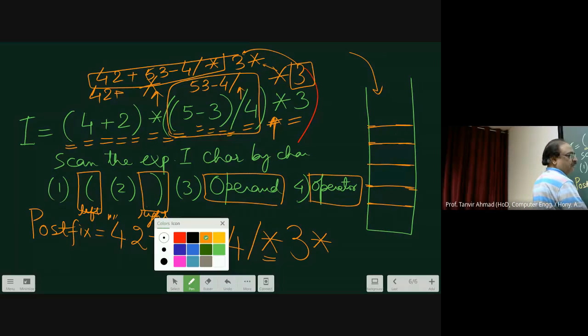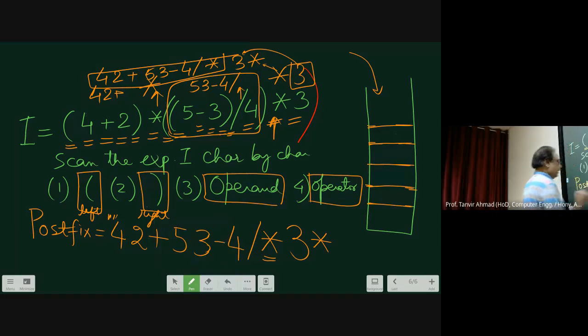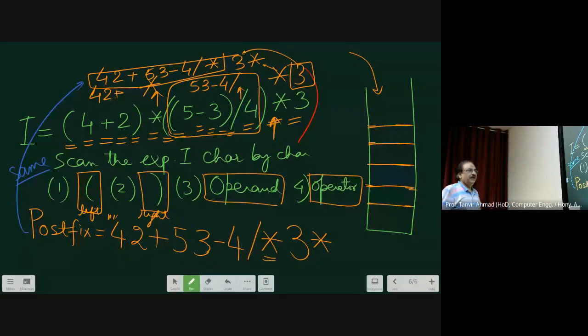Now if you check over here, this and this are the same. It means that whether we do it manually or with a stack, the results are the same. And this indicates that what we tried to do using a stack was correct.